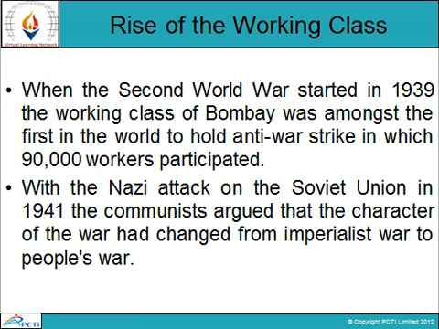When the Second World War started in 1939, the working class of Bombay was almost the first in the world to hold an anti-war strike, in which 9,000 workers participated. With the Nazi attack on the Soviet Union in 1941, the communists argued that the character of the war had changed from an imperialist war to a people's war.